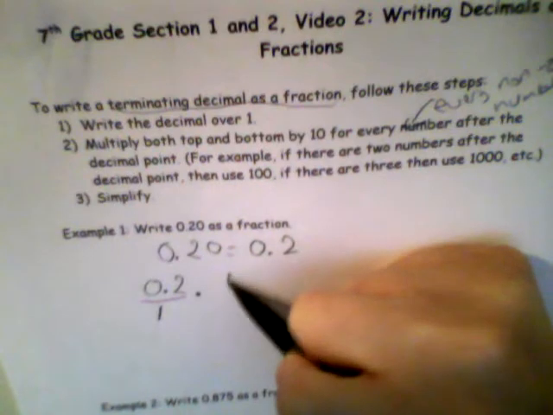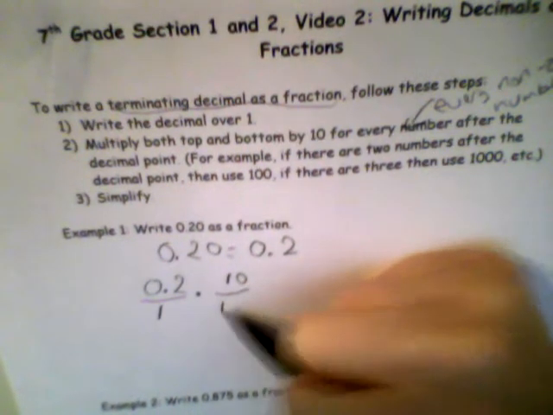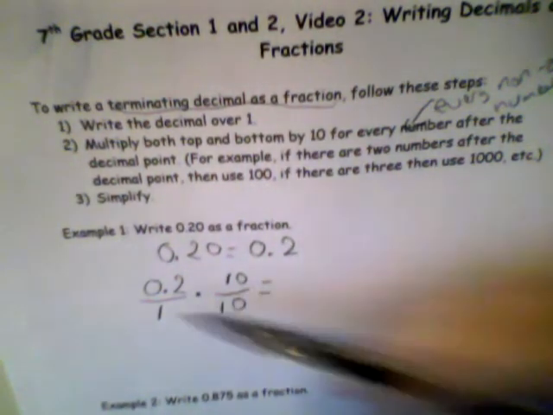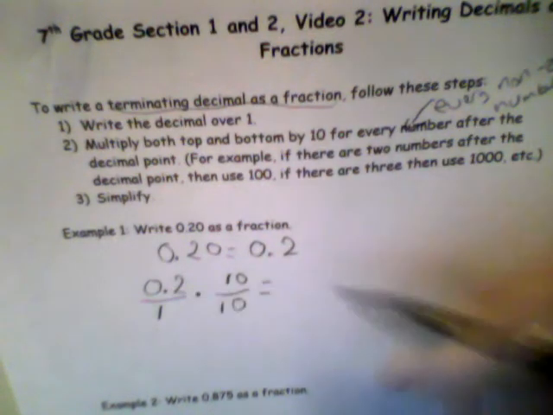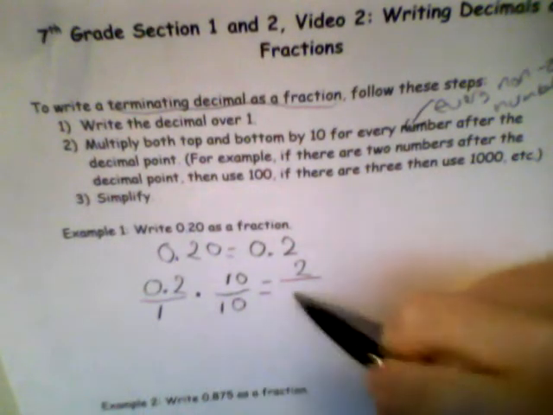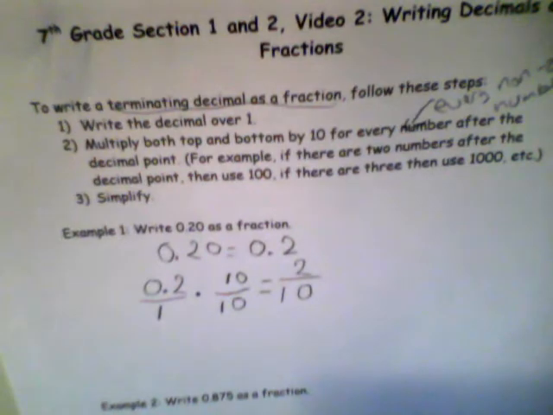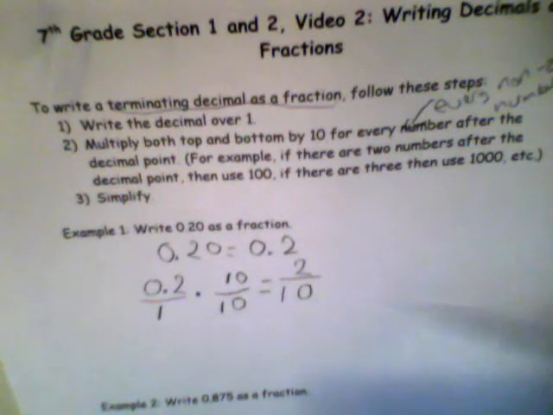So multiply the top by 10. Whatever I do to the top, I have to do to the bottom. So I'm going to multiply the bottom by 10. 0.2 times 10, I just have to move the decimal place over once. So that would give me 2. 1 times 10 is 10, so I'm just left with 2 over 10. Now this is the correct fraction because 0.2 does indeed equal 2 over 10, but it's not completely simplified. So let's go ahead and simplify that.